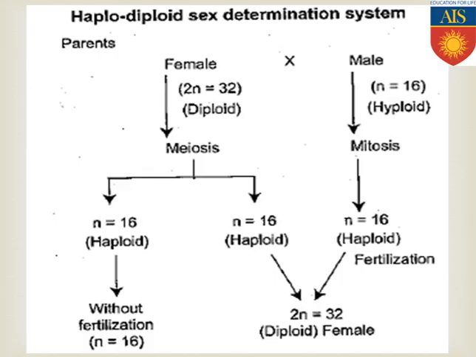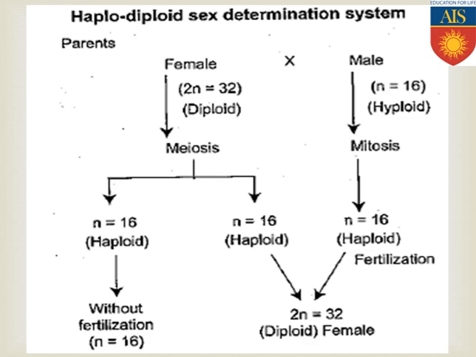Now if you come to the last type of sex determination method, it is commonly known as the haplodiploidy method of sex determination, and it is commonly found in honeybees. Why? In honeybees, we know that in their caste system there are males, which are known as drones, and females, which are known as queen and workers.